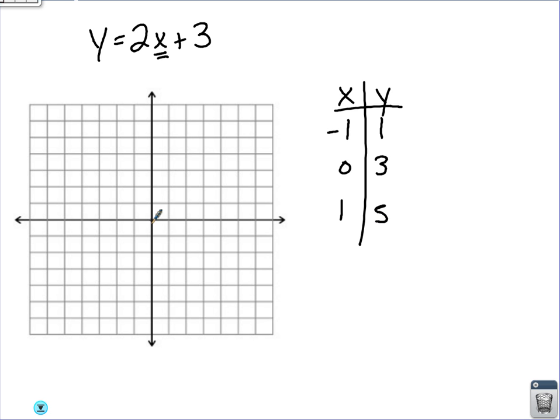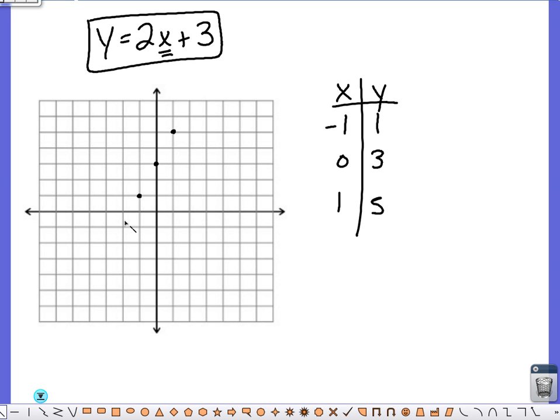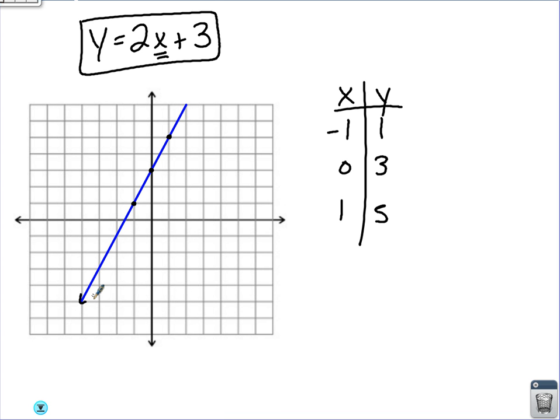Plotting those points, when x is negative 1, y is positive 1. When x is 0, y is 3. When x is 1, we have a y value of 5. And again, we know that we can actually find slope and y-intercept by simply looking at our function, but I want to show you the relationship between these. Okay, so now here I've got the graph. Let me connect my dots so I've got a smooth function here. So there's the graph of y equals 2x plus 3, and we do know that graph continues forever in both directions. And now that I have my graph, I want to point out 2 things to you.